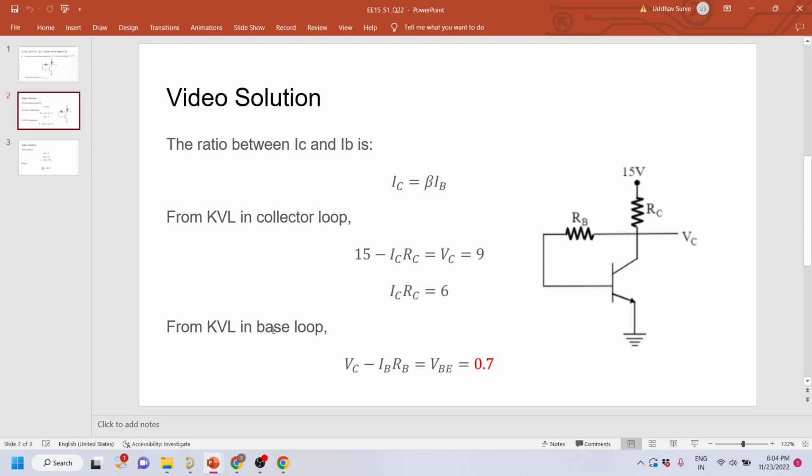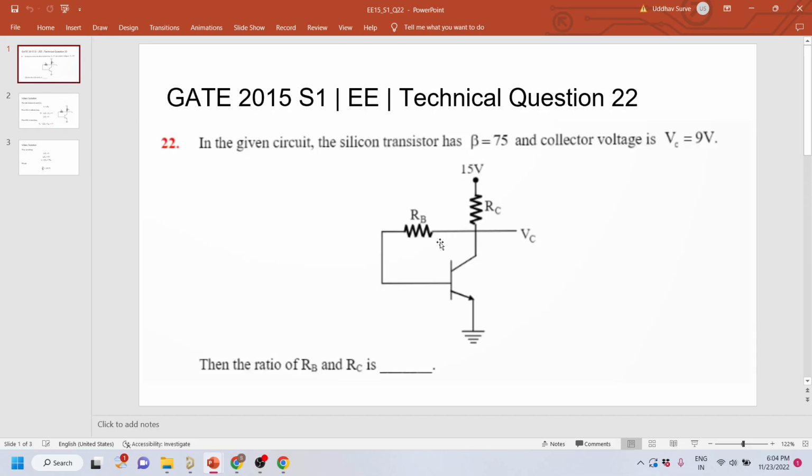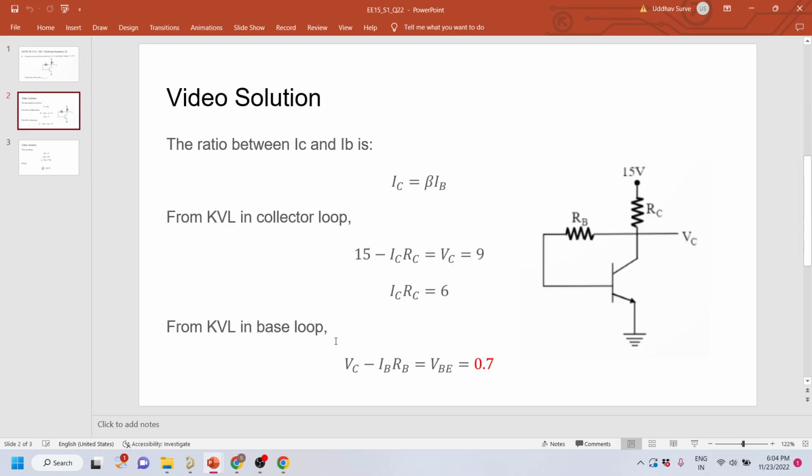Now this base loop is important because there is no given data for that. You should know the assumptions that need to be taken to solve this question. We will apply KVL to the base loop where RB exists. So VC minus IB RB is equal to VBE.